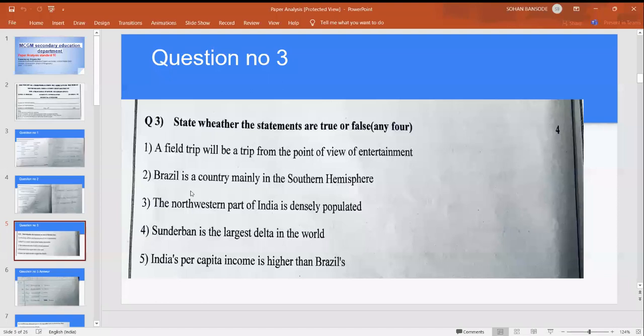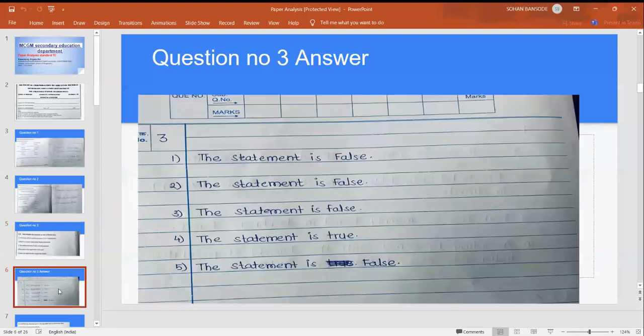The north-west part of India is densely populated. So you just have to recall the map of the population. Sundarban is the largest delta in the world. First, I'm going to read all the statements and then we'll move toward the answer. India's per capita income is higher than Brazil's. Okay, so this is all about the questions which come under question number 3. Now we'll move towards the answers.